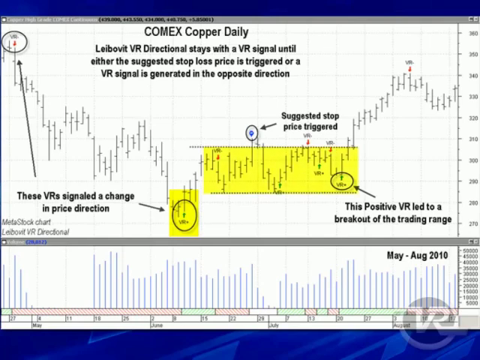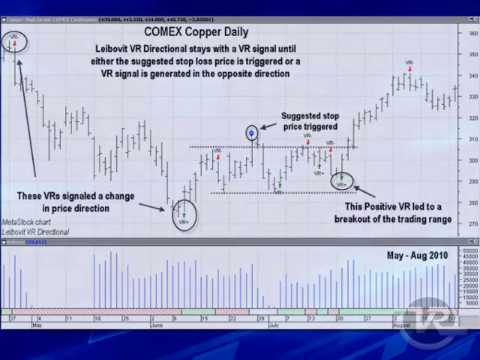And then you can see we got into one of these sideways channels, and you can track the little VRs back and forth. There were a couple of trades, but ultimately the positive VR, which occurred around the 3rd week of July, was the prevailing one, and that broke the channel out and carried copper up all the way to that August high where the negative VR was signaled and said exit the trade or more than likely go short.